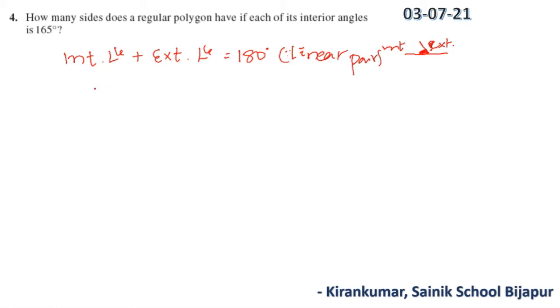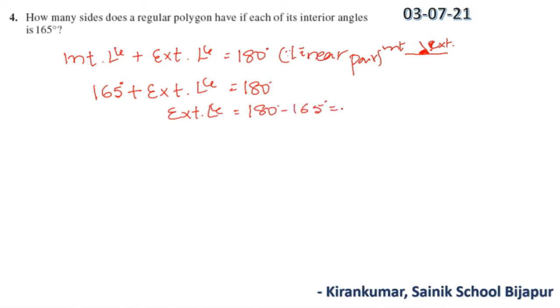They have given the interior angle as 165, so we can find the exterior angle. So exterior angle will be equal to 180 minus 165, which is 15 degrees. Once the angle is found, we can find the number of sides like the previous. The number of sides will be equal to the sum of all exterior angles, 360 degrees, divided by the measure of each exterior angle, which is 15 degrees. We get it as 24.